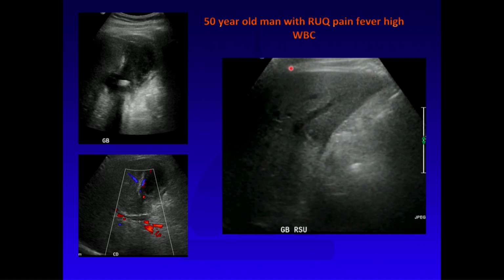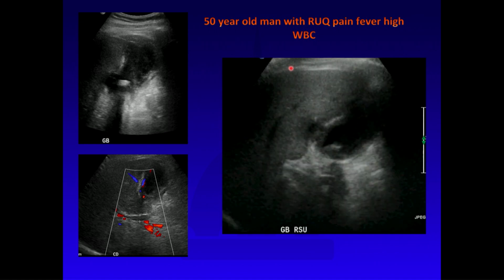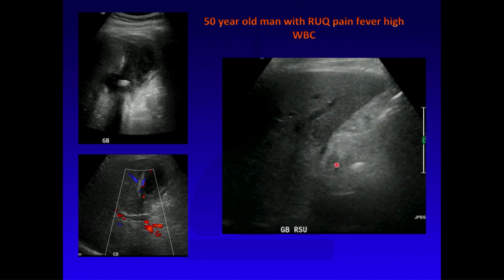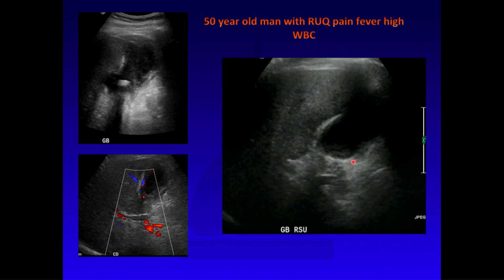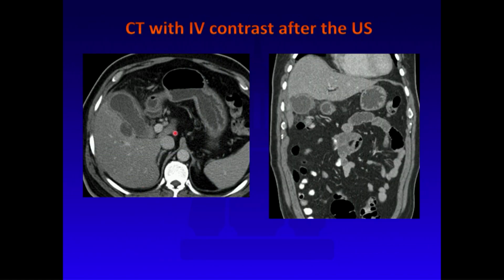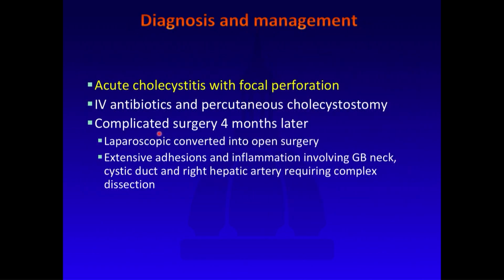If it's perforated, it's likely because there is gangrenous cholecystitis. The gallbladder is ischemic. So based on this, we recommend a CT because it's complicated acute cholecystitis. And basically, the CT confirms our finding. The gallbladder wall is thickened. There is fat stranding around the fundus of the gallbladder. And then there is this focal perforation of the gallbladder into the liver. And so our diagnosis was acute cholecystitis with focal perforation.